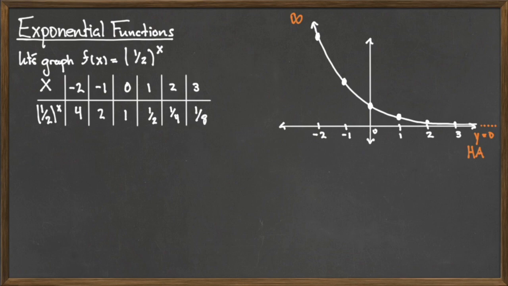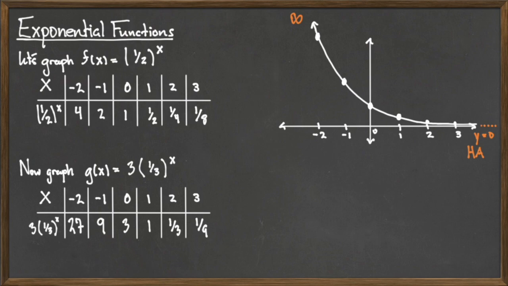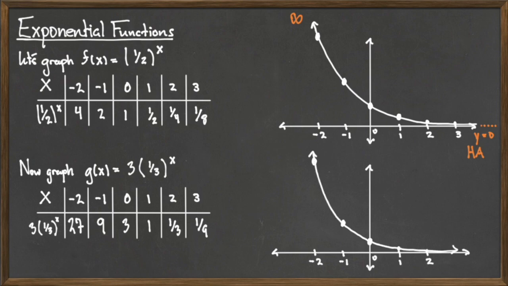For our next function, let g of x be 3 times quantity 1/3 raised to the x power. So here that 3 is a constant multiplier out front, but it's my 1/3 that's being raised to the x power. We'll plug in the same x values from -2 to positive 3 and look at the corresponding outputs.